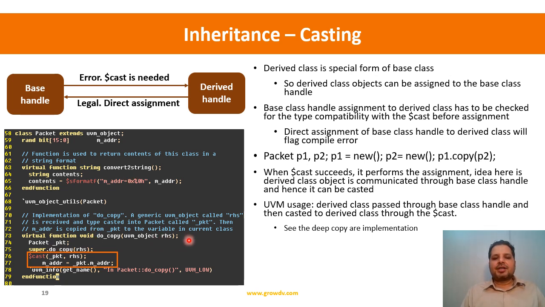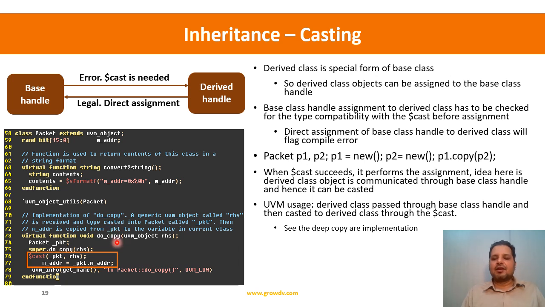So we have written this do_copy function, and the way it gets used is something like this. I have declared two handles, P1 and P2, and I am creating two objects. Let's say I randomize the object P2. I'm not showing it here due to lack of space. Then I want to copy P2 to P1, so I'll call P1.copy(P2). When I say copy in the UVM, it is automatically going to invoke do_copy. Just take that at face value.